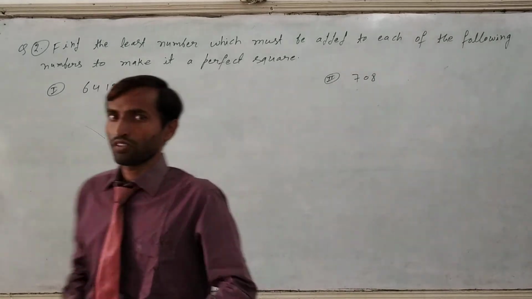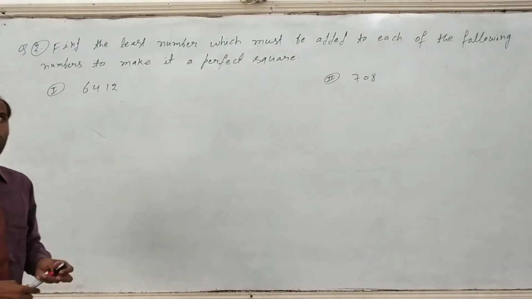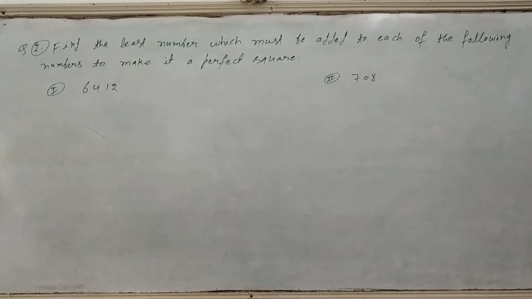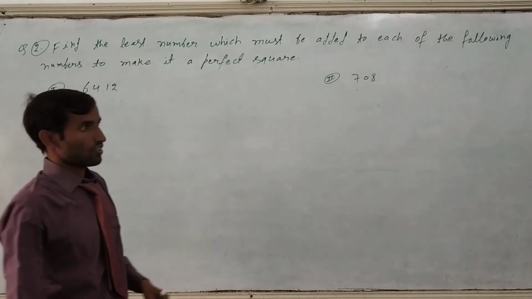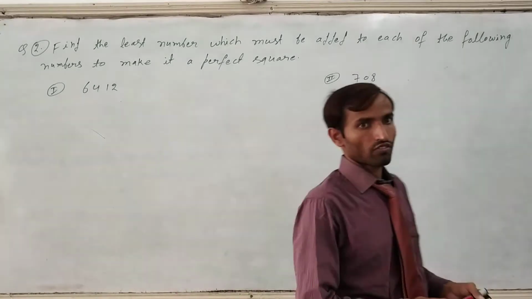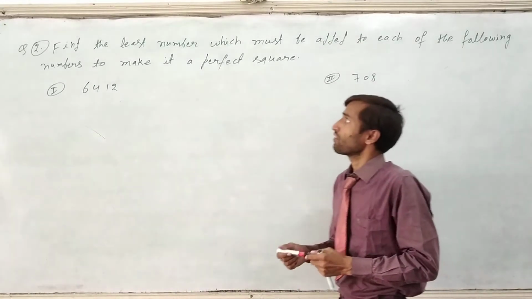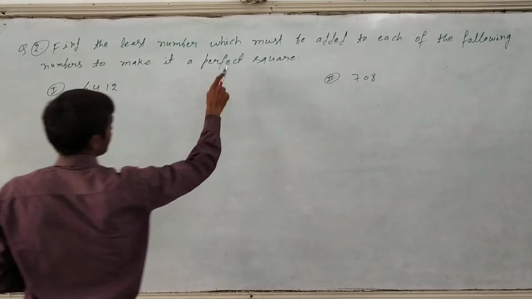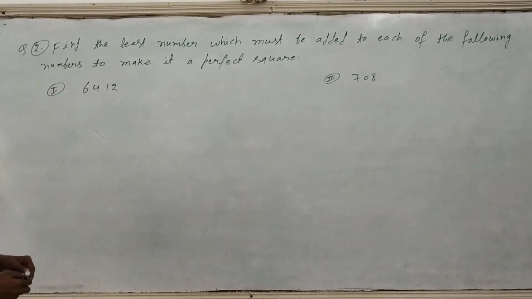Students, in the last video I explained question number 1. Now I want to explain question number 2. Just read the question. What is it asking? Find the least number which must be added to each of the following numbers to make it a perfect square.